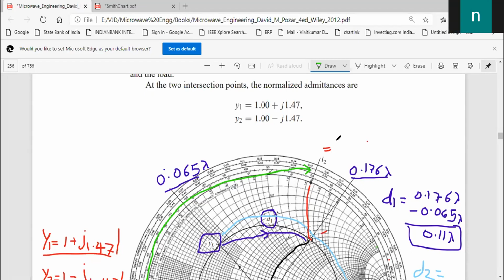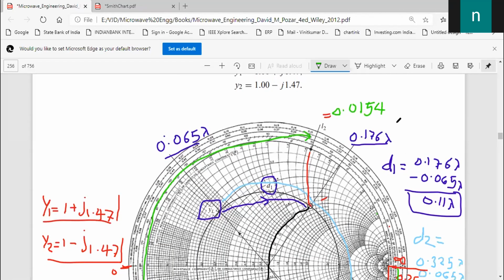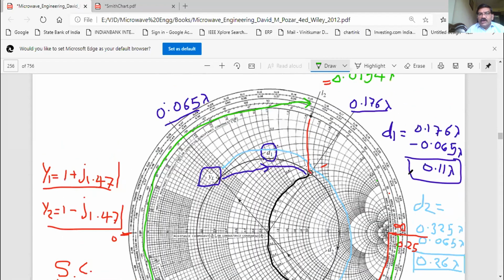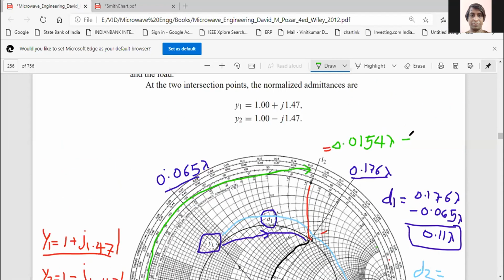0.154. Okay, 0.154 or 0.155, it's okay. And here this is lambda, and here this is 0.25, and the difference is 0.25 lambda. Now you don't need to do the subtraction here.